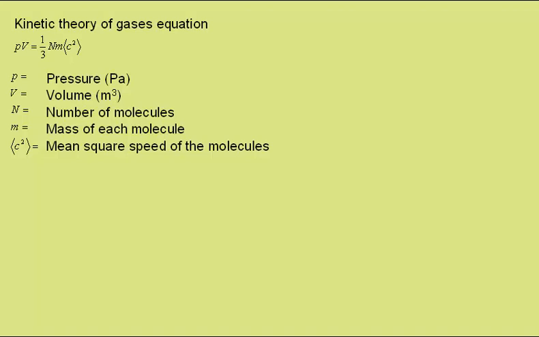I'm going to rewrite the equation like this, where all I've done is multiplied the right hand side by 2 here and divided by 2 here, so the equation still balances. Now I have this section in brackets here, which is half mass times speed squared. You'll recognize this as kinetic energy.